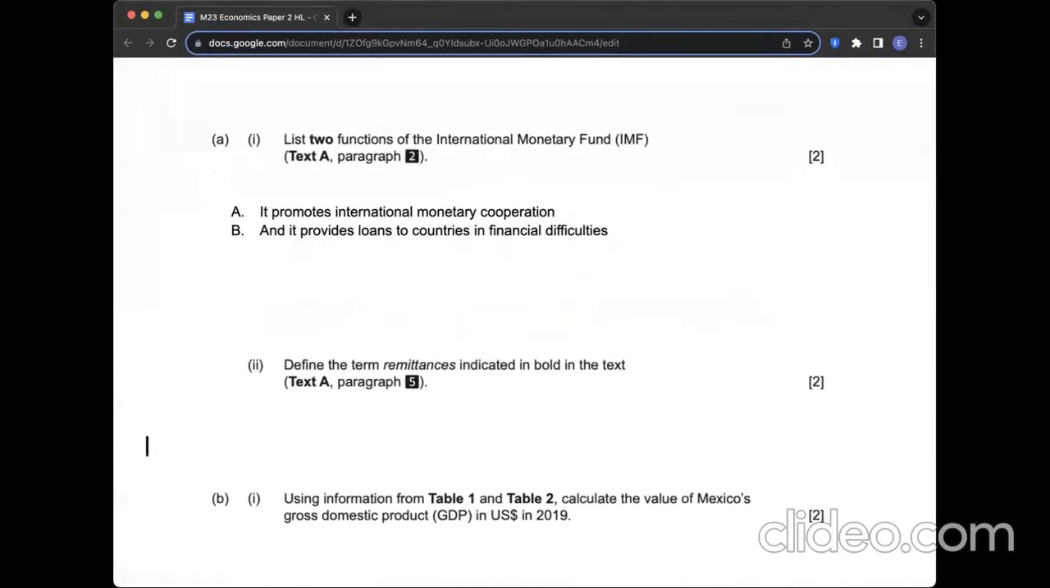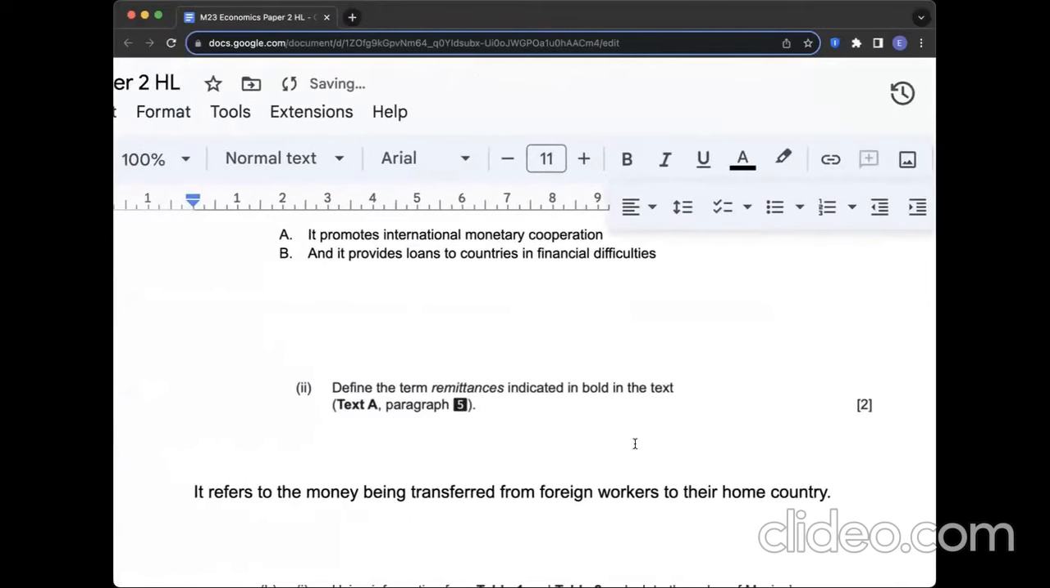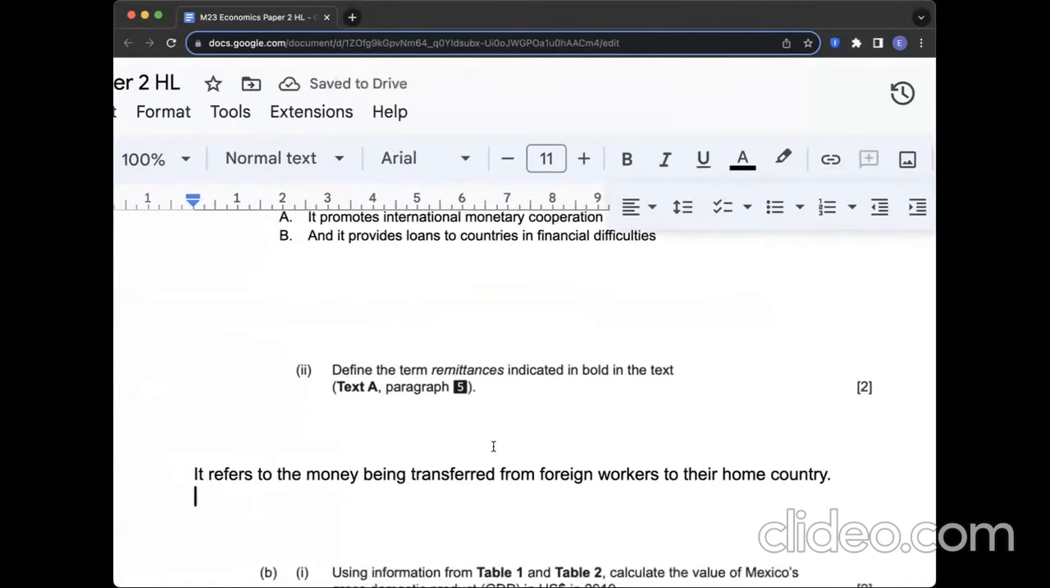The following question asks, define the term remittances indicated in bold in the text. Remittances, quite simple. It refers to the money being transferred from foreign workers to their home country, for example, if Malaysians are working in Singapore and they earn their income in Singapore. If they send some of their income to their home country, which is Malaysia, then from the perspective of the Malaysian government, the money flowing into their country will be remittances.